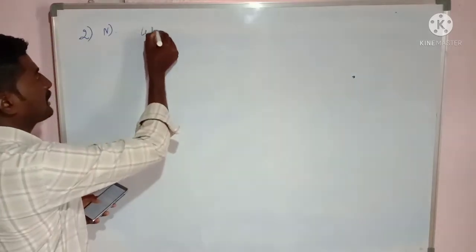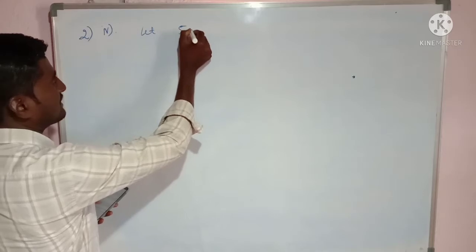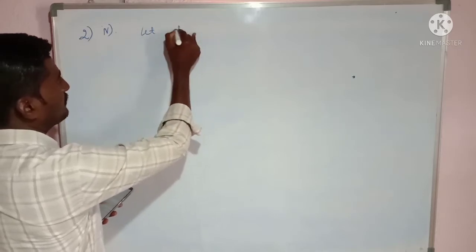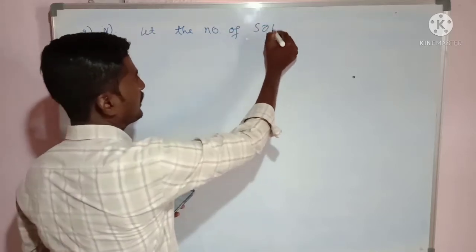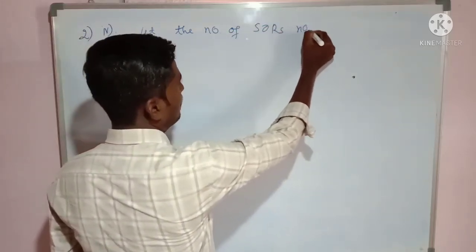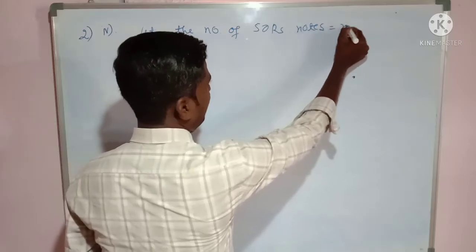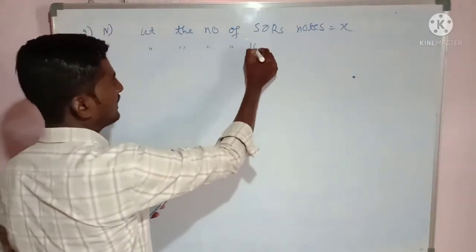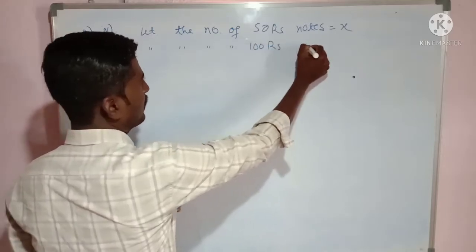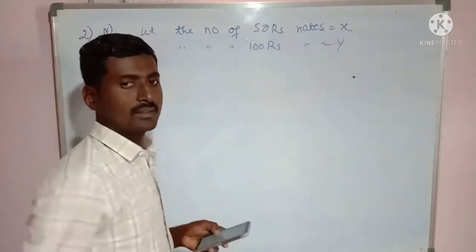Let the number of 50 rupee notes, I will take as x. Similarly, let the number of 100 rupee notes I will take as y.